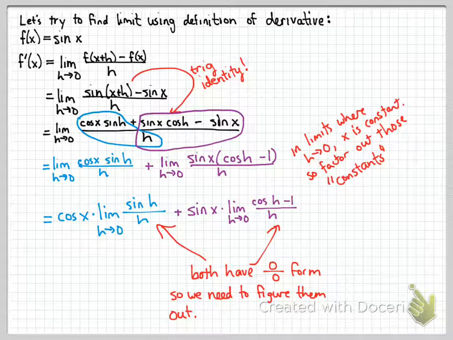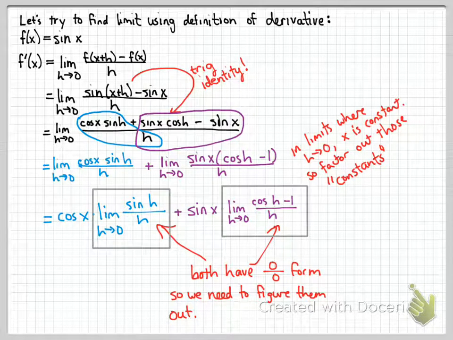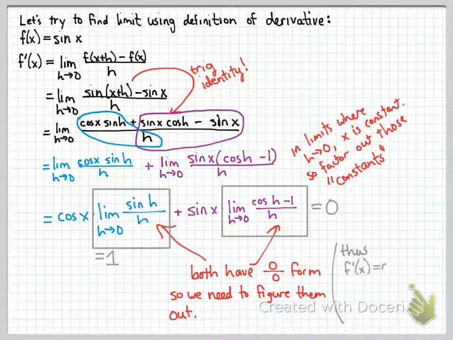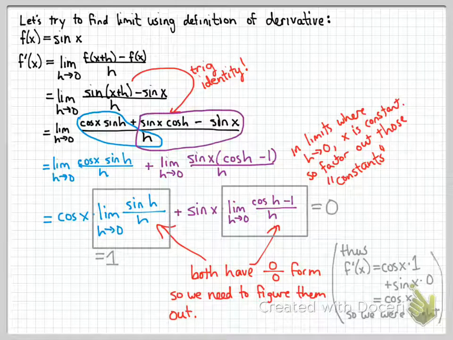I'll give you the answer, though. I'll sort of preview of coming attractions. Those two limits both have nice values. The first one is 1 and the second one is 0. That means all this mess just reduces to cosine x times 1 plus sine x times 0. So our derivative is cosine x times 1 plus sine x times 0, which is just cosine x. So we were right, the derivative of sine is in fact cosine.